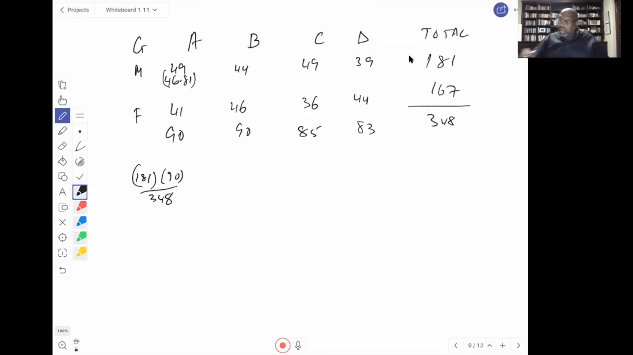Then if I repeat that, I'll just do one more and I'll just write in the values for you to see. 181 times 90 again, divided by 348. So that will also be 46.81. I'll put it on the side, 46.81. The next one for 49 would be 181, that's the row total, times the column total, which is 85, divided by 348. That will give us for C. And when we calculate that, we get 44.21.